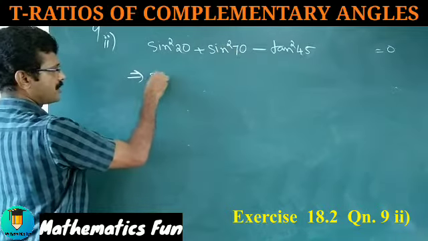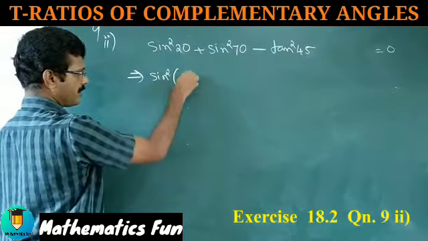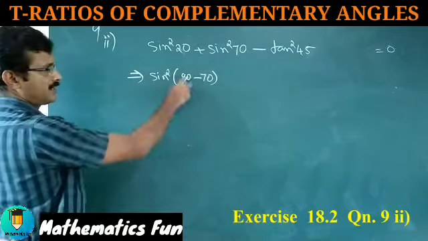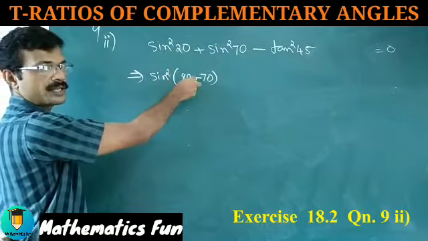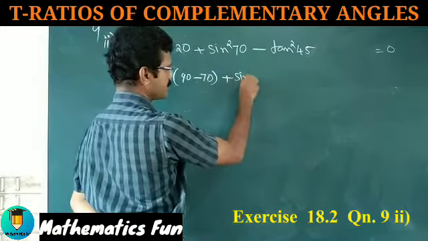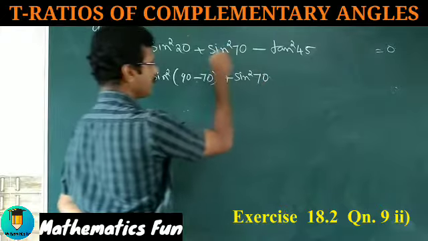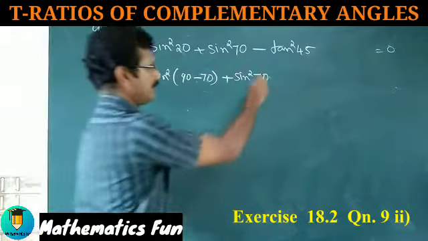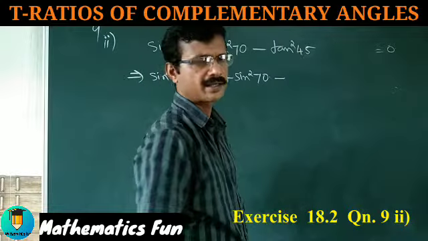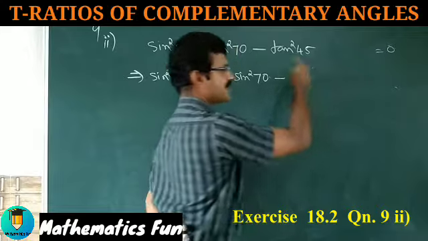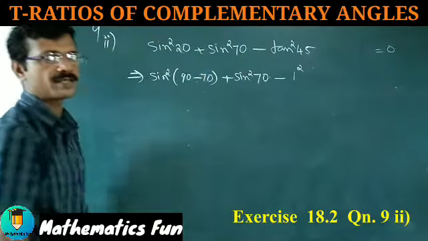I am writing 20 as sin square of 90 minus 70, because 90 minus 70 is 20. I rewrite 20 by splitting it like this. Plus sin square 70. This one I am not changing, since I already made the 70. Now 45 is a standard angle, so tan 45 is 1, so it is 1 square. When a standard angle comes, we can replace it.